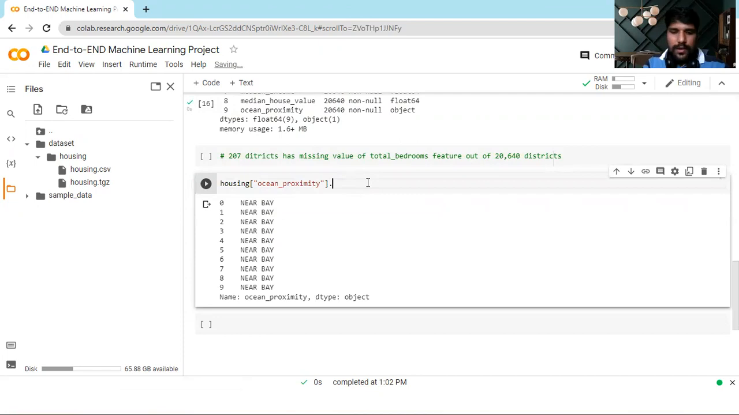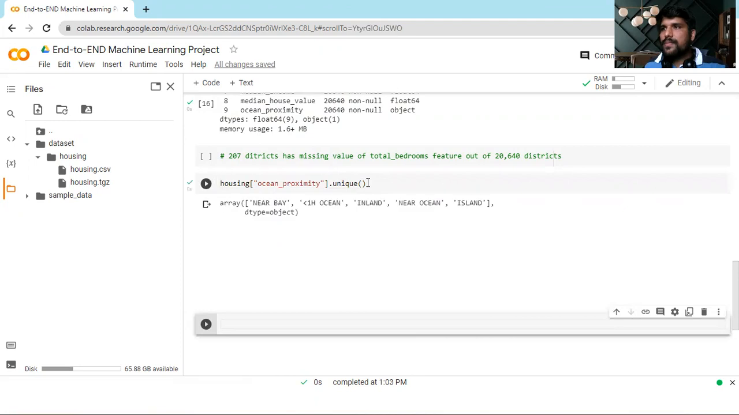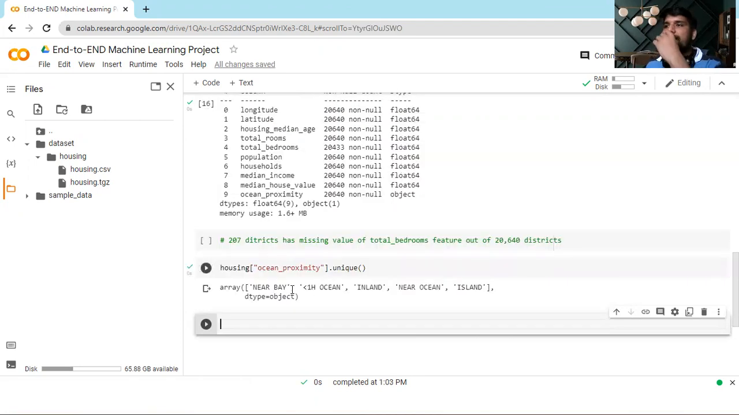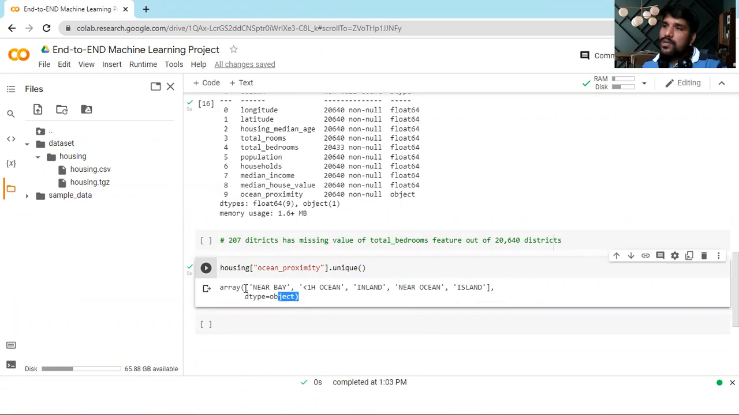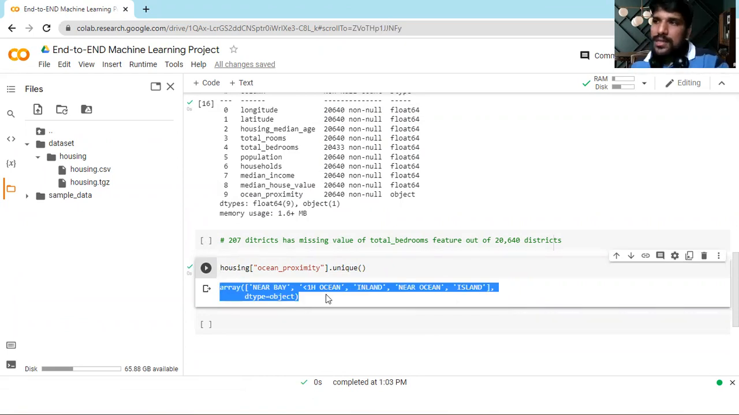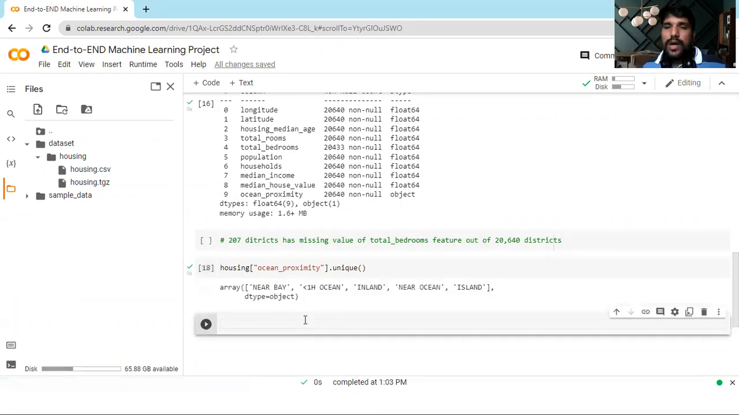Let's access the unique values. Using unique, I can see it contains NEAR BAY, less than 1H OCEAN, INLAND, NEAR OCEAN, and ISLAND. So it is mentioned as data type object, but for us it contains categorical information. Let's see how many values each category has, the count for each of them.